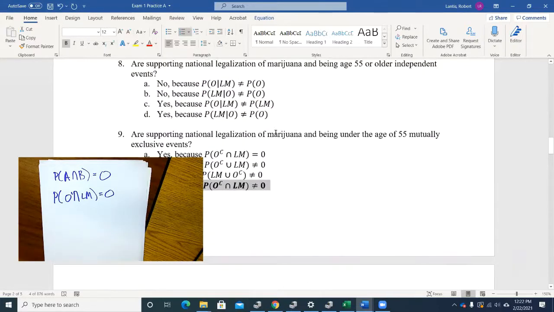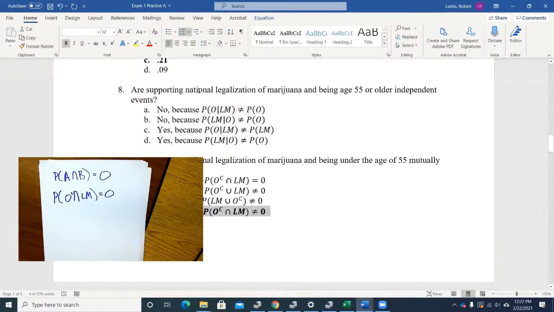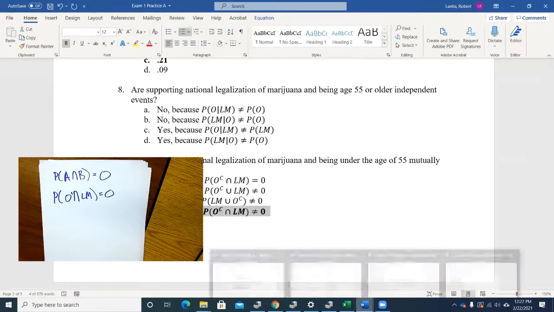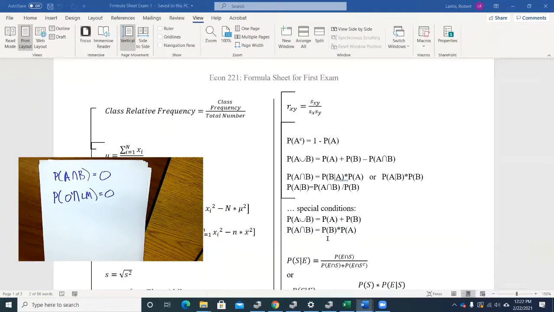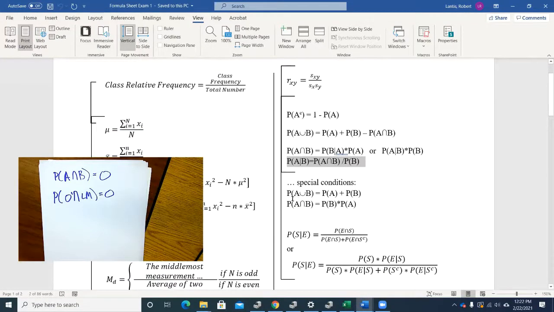All right. So this one's a little bit more difficult, right? So let's think about independence. Okay? If supporting the national legalization of marijuana and being 55 or older are independent events. So we're thinking about event O and event LM here, right? Being over 55 and wanting marijuana legalized. So here's one way we can check. One of the checks was if the intersection is simply equal to the probability of each event multiplied by each other. So kind of thinking about here are special conditions.